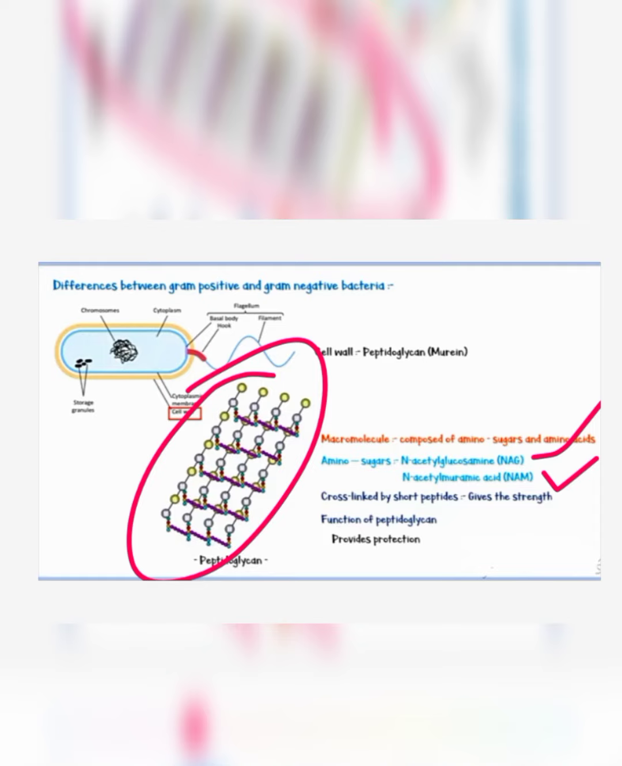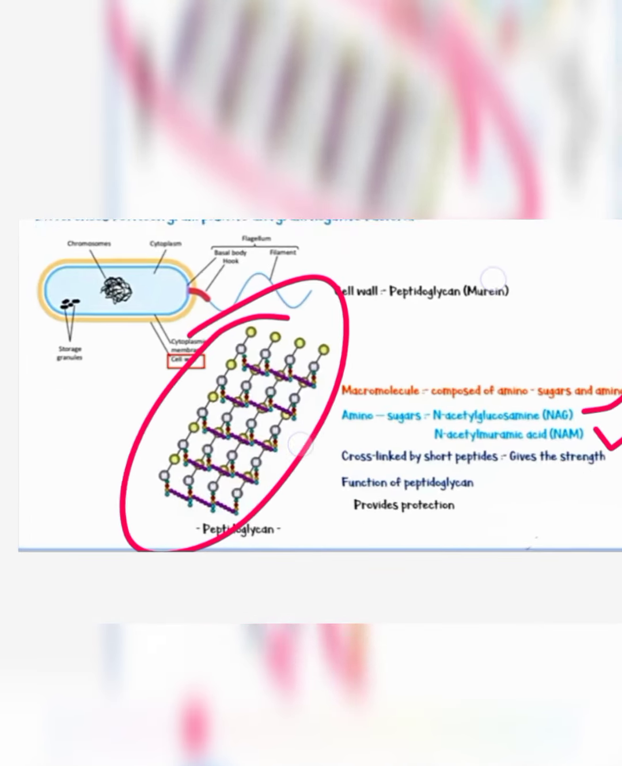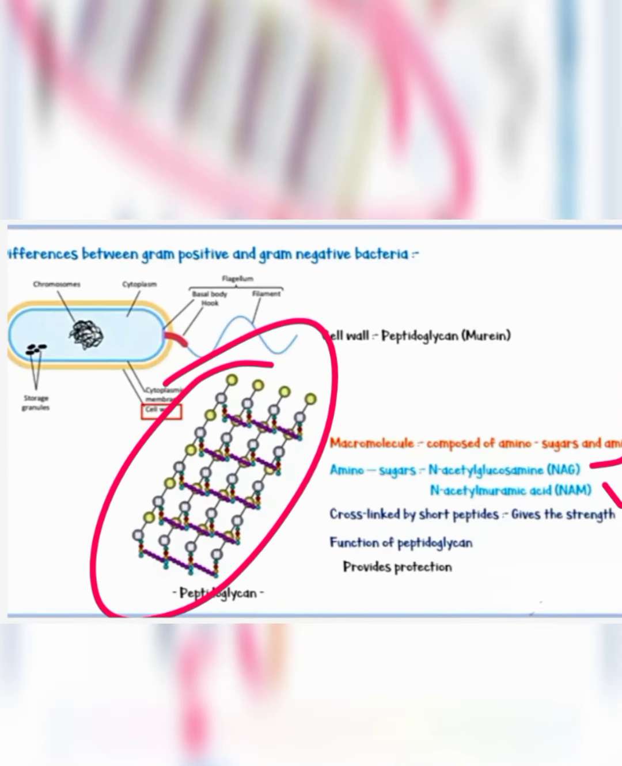Now dealing with the function, why is this peptidoglycan present? Why is the cell wall composed of peptidoglycan or murein? The function is that it provides protection. It gives a definite shape to the bacterium, because the function of the cell wall is to give shape, that stiffness, to the cell. So this is the function of peptidoglycan as well.